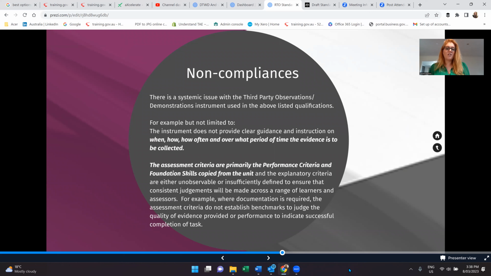For example, but not limited to, the instrument does not provide clear guidance and instruction on when, how often, and over what period of time evidence is going to be collected. This is when you just copy and paste the performance criteria in and expect your trainers to come up with some sort of assessment, providing any sort of guidance or context.